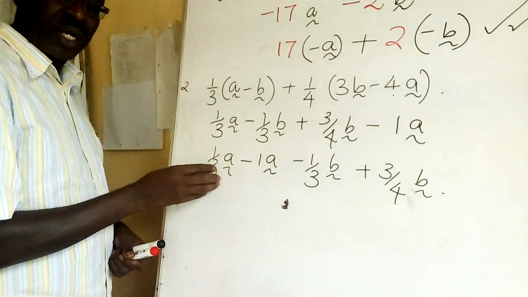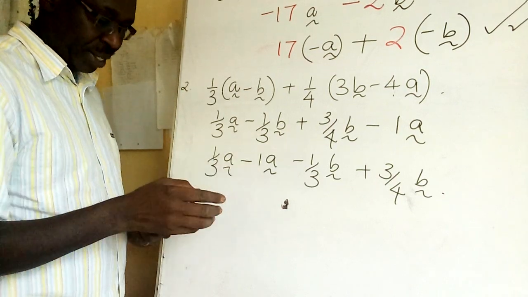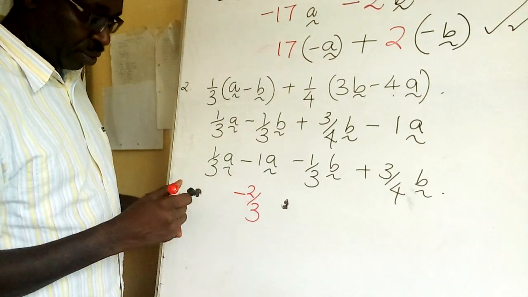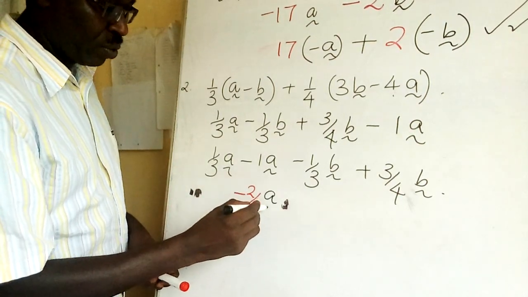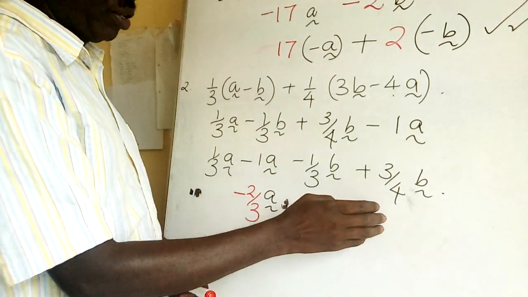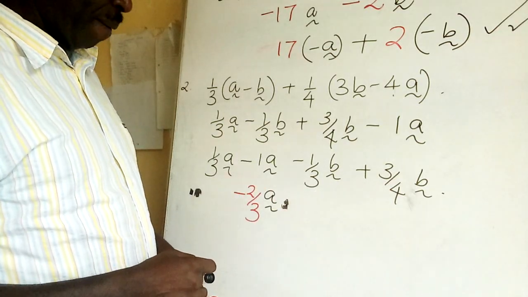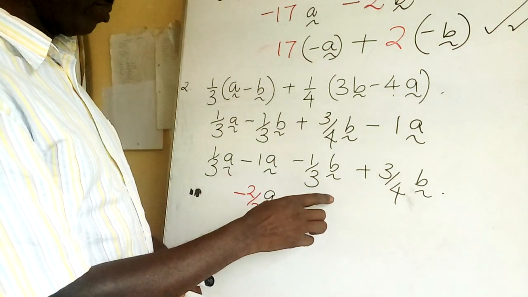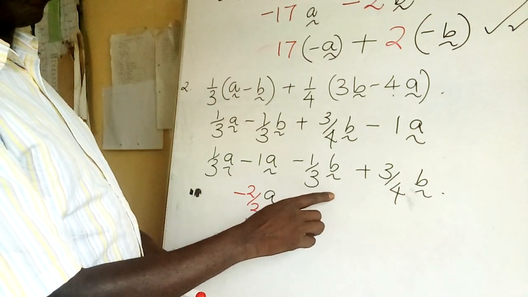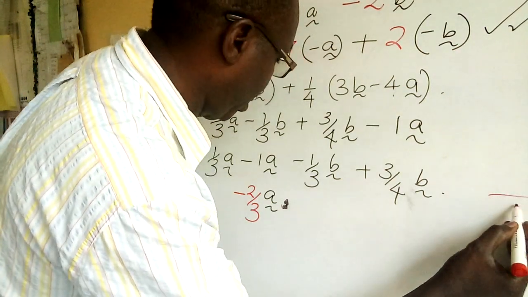So here, I have a third, take away a whole thing. So I hope you get minus 2 over 3 vector A. And then here, a third, and I have 3 quarters. So here, we have to do some side work. LCM is 12.